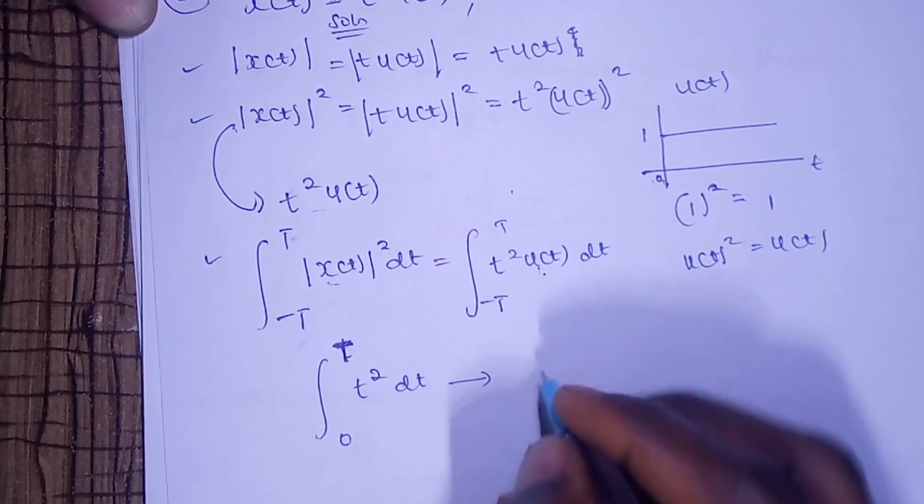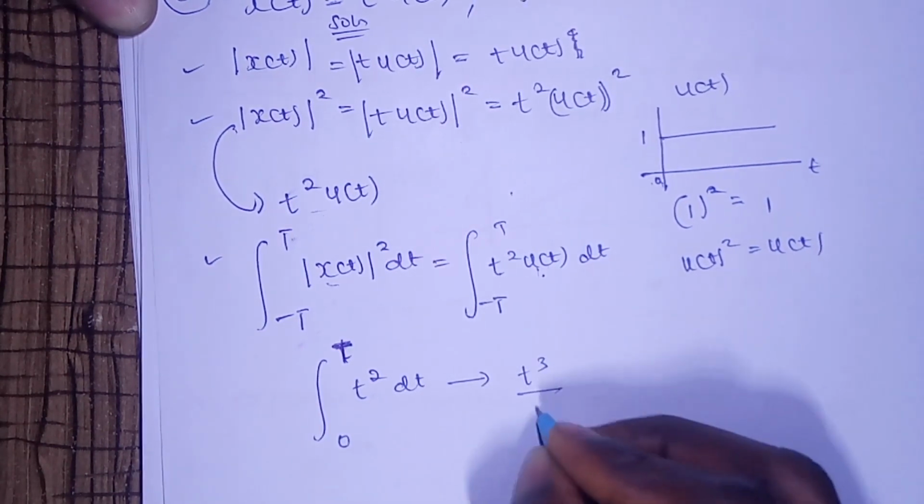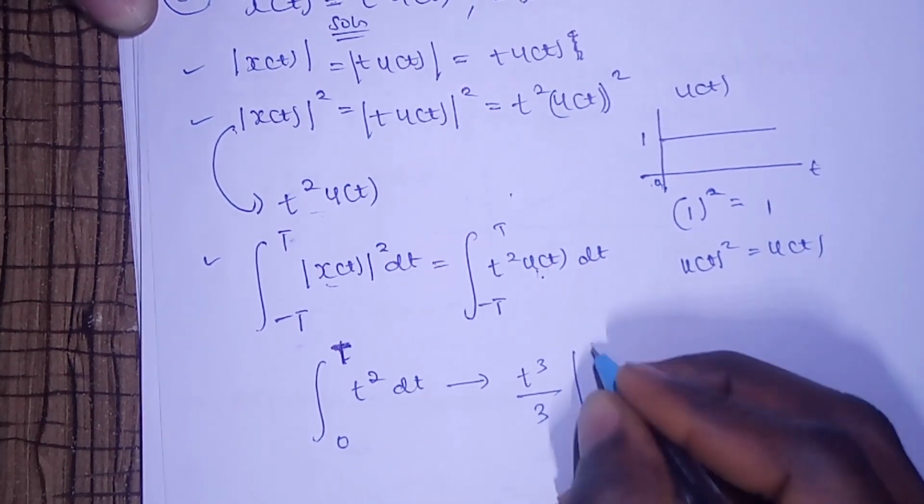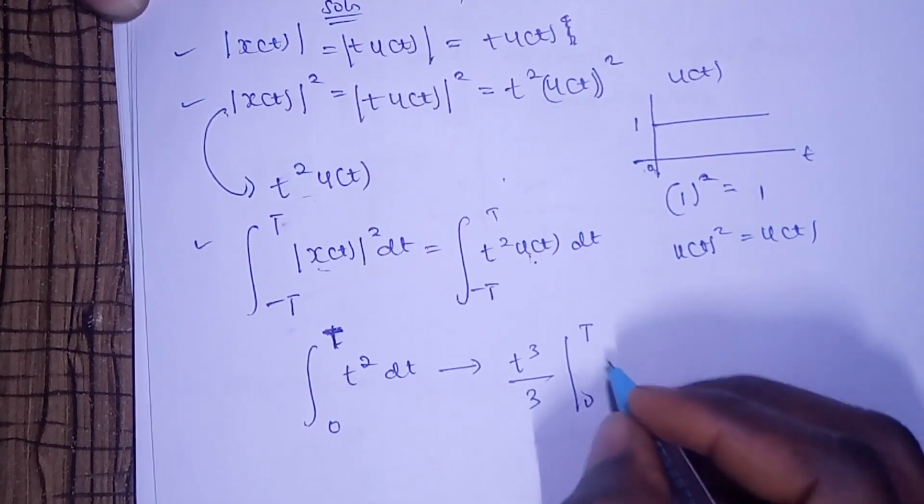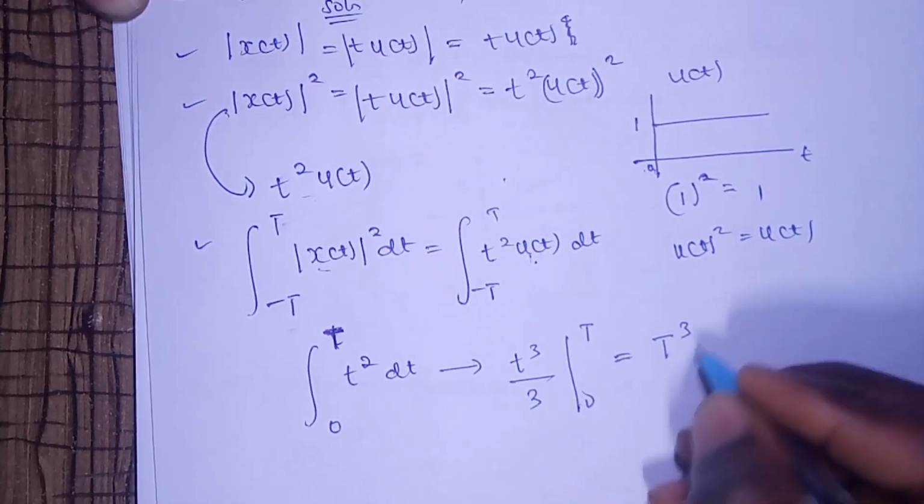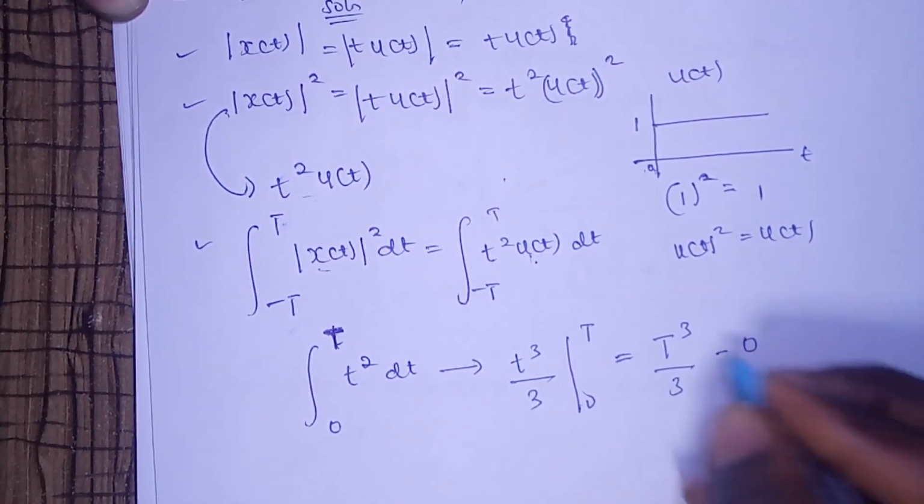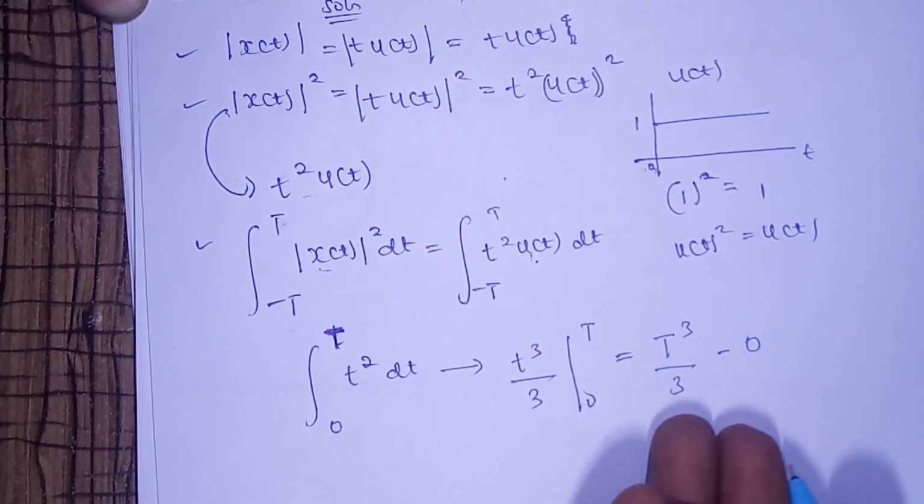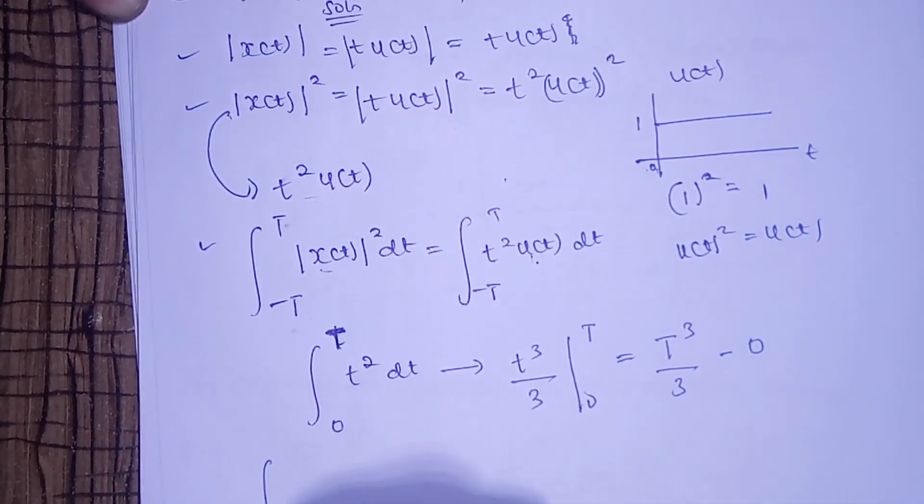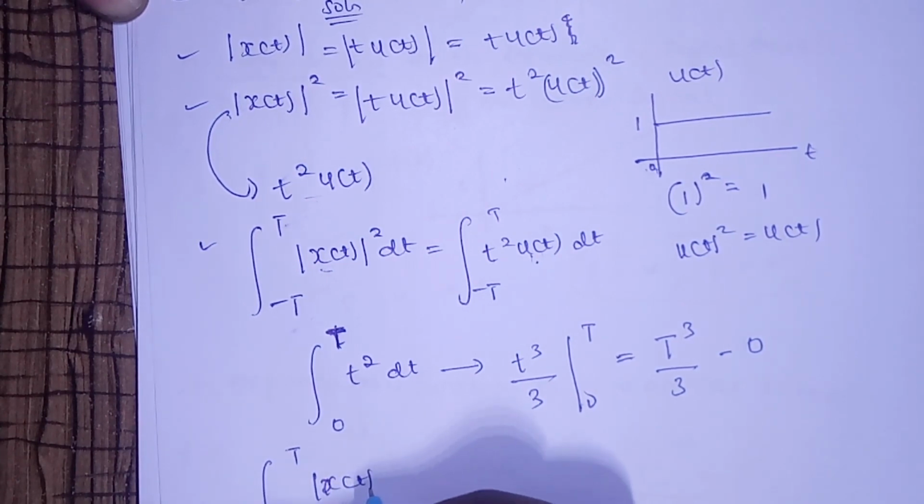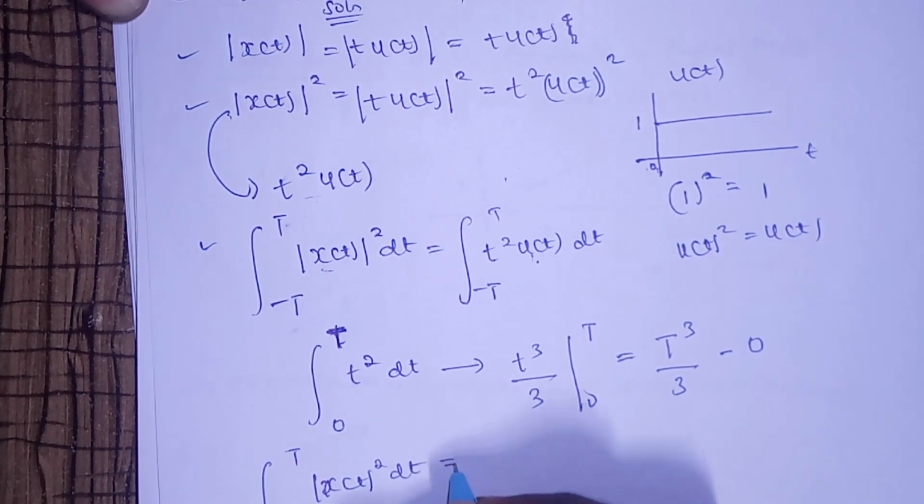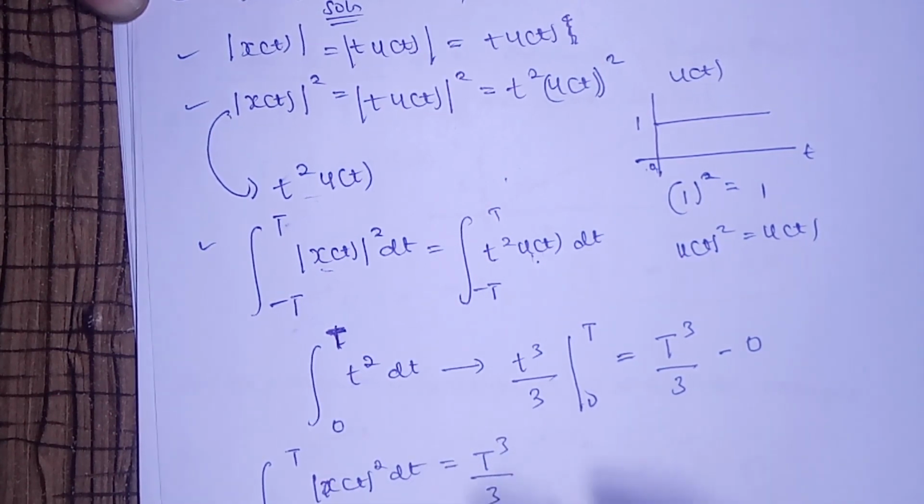So since this is the case, let's find the integral. The integral of this is going to give us t cubed over 3 from 0 to T. That ends up giving us T cubed over 3 minus 0, because if we substitute 0, we end up having 0. So the integral from negative T to T of x of t squared dt is equal to T cubed over 3.